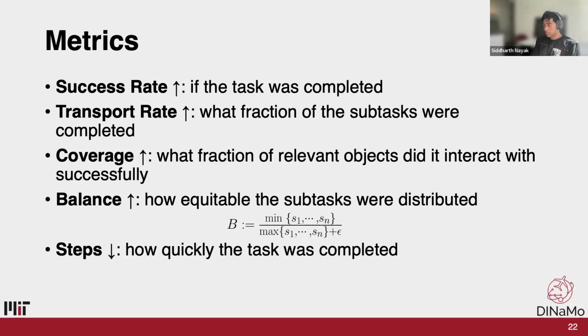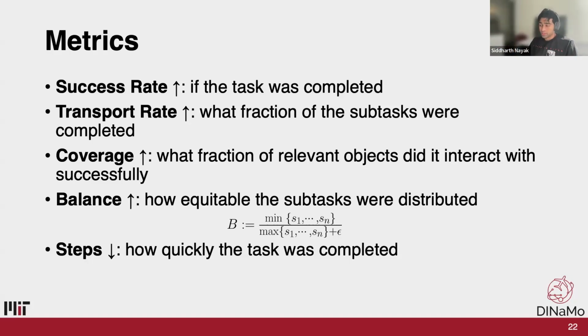So the balance metric that we have here is a very naive way of understanding this. Let me explain what this formula looks like. Let's assume you have one agent doing all the subtasks and the other agent doing zero subtasks. In that case, the minimum of the things that have been completed is zero in the numerator and one is in the denominator, which means that the balance is zero. If you have two agents and one of the agents did five of the subtasks and the other one did five, then min and max are both the same, which means that the balance would be one. So we just wanted to get a sense of how the agents are distributing subtasks for the completion of the high level instruction.